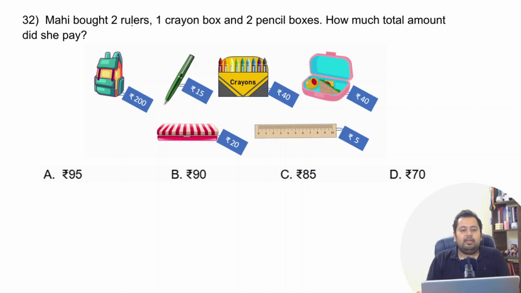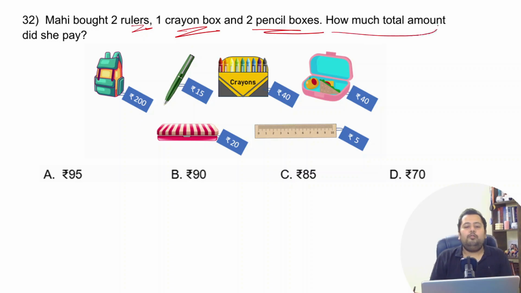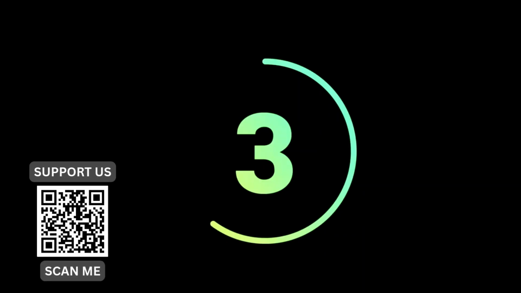So, what did Mahi buy? Mahi bought two rulers. So, what is a ruler? First, you have to understand. And then one crayon box, two pencil boxes, and how much total amount did she pay? Again, pause the video, solve it for yourself first, and then look at the solution.